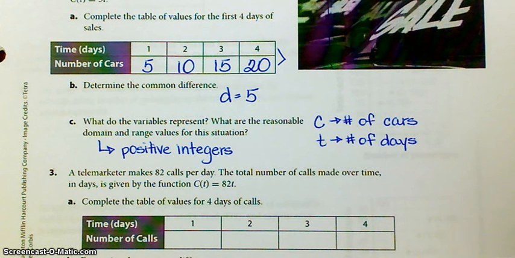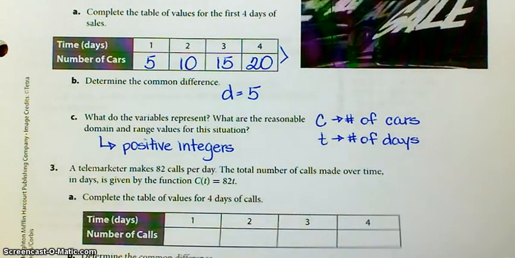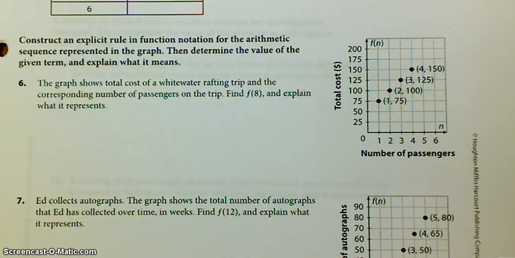Okay, so that was number 2. I kind of almost feel like that was too easy. They really just wanted common difference and what do the variables represent. All right, so let's go ahead and go to number 5.